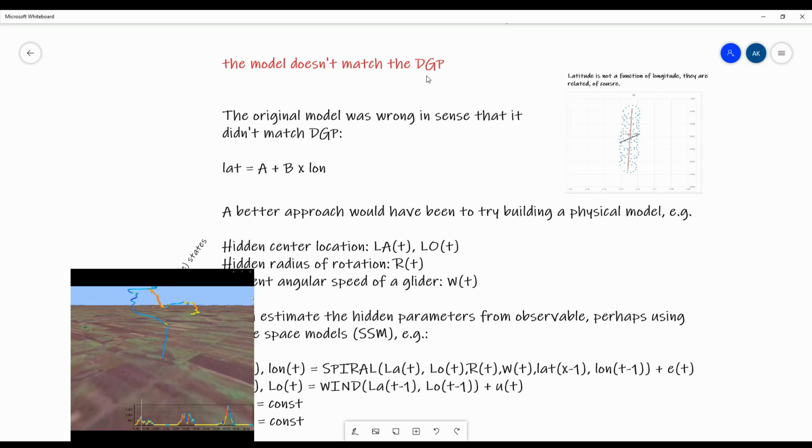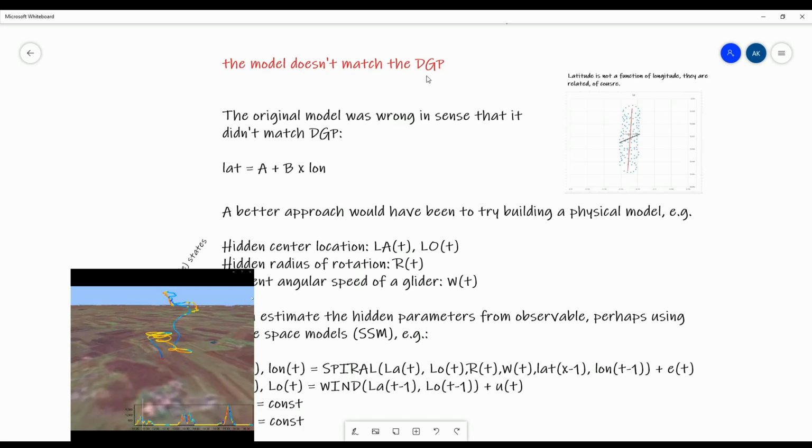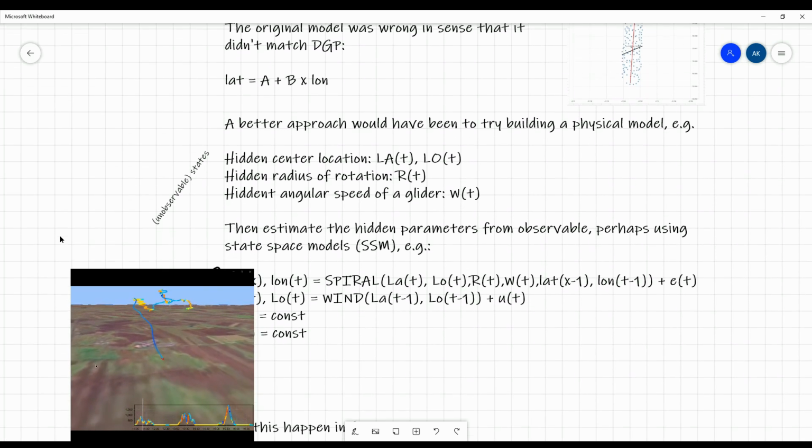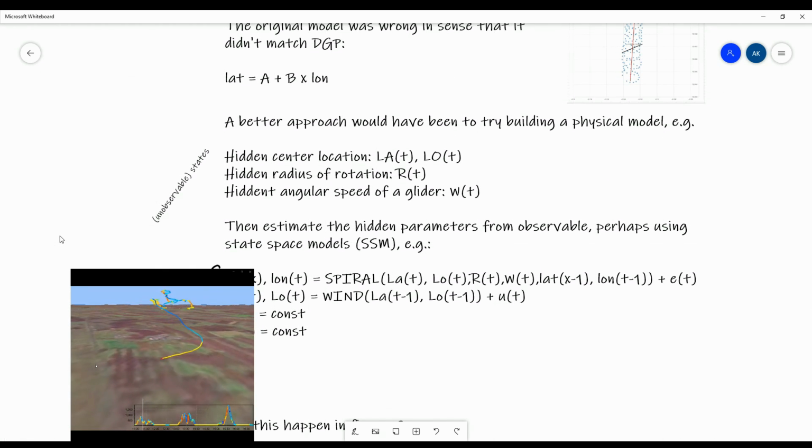So the original model and the PCA model both are, I would say, wrong in that sense that they do not match the DGP. They just approximate with some sort of a linear regression of one kind or another. So how would you actually approach building a model that would reflect the DGP, the data generating process?